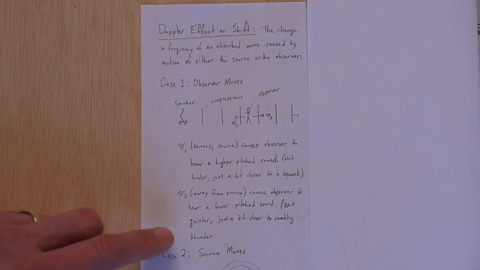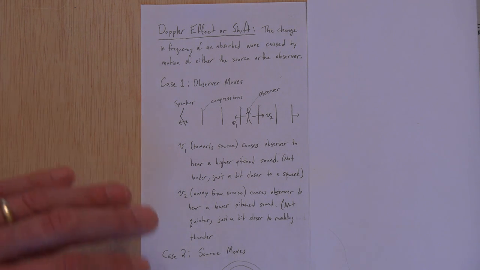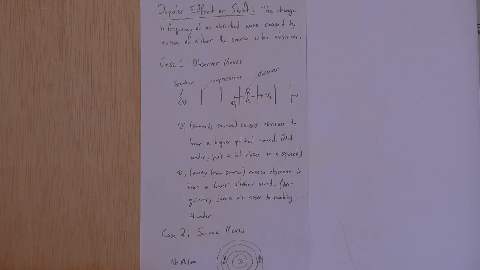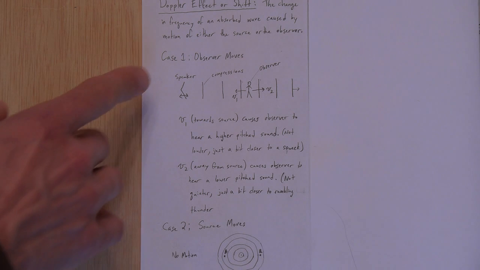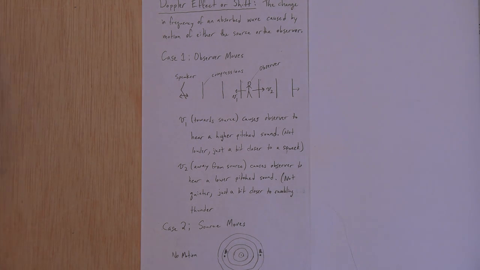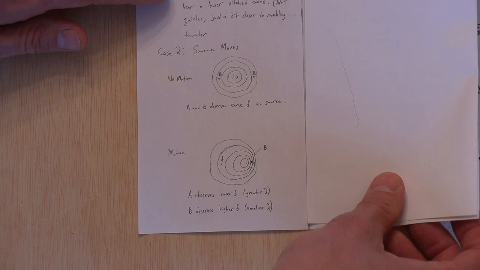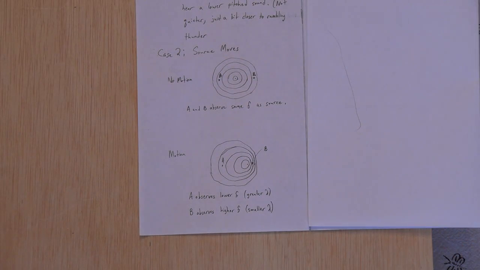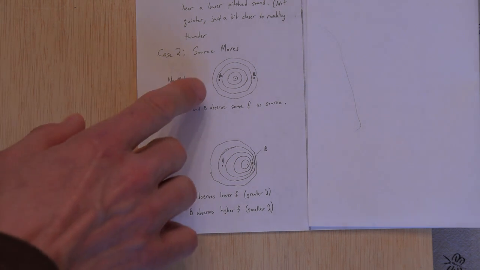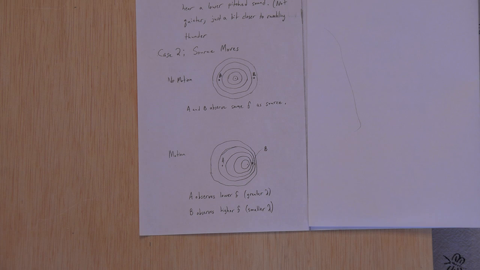This is not quieter, just a bit closer to resembling thunder. Okay, so that's the observer moving. The videos, as I mentioned, show what happens when the source of the sound, the speaker, the car horn, whatever it is, it could be a light bulb, is coming toward the observer.